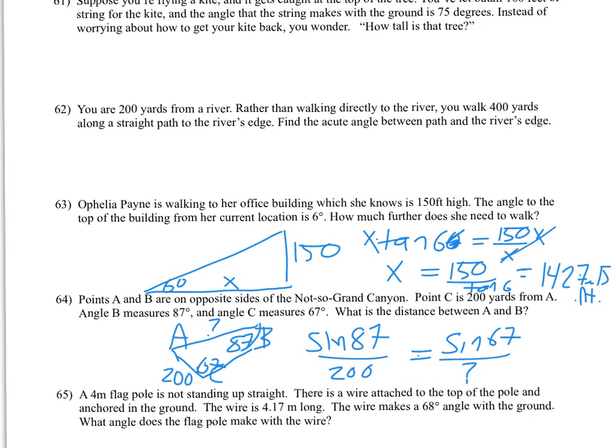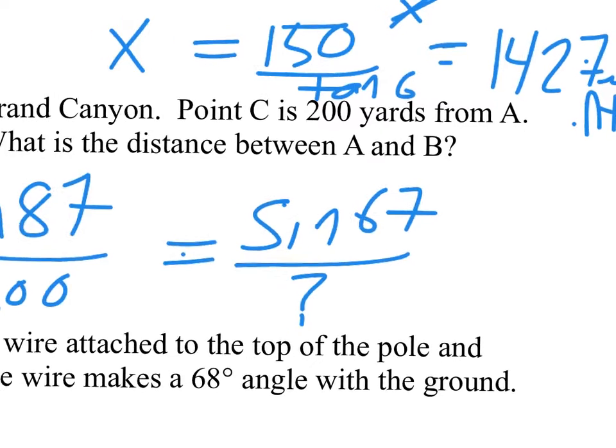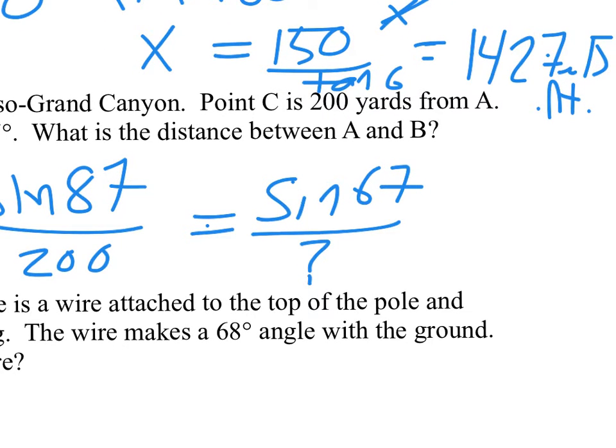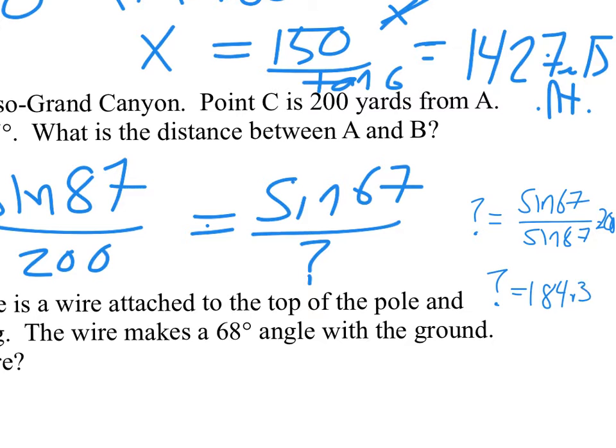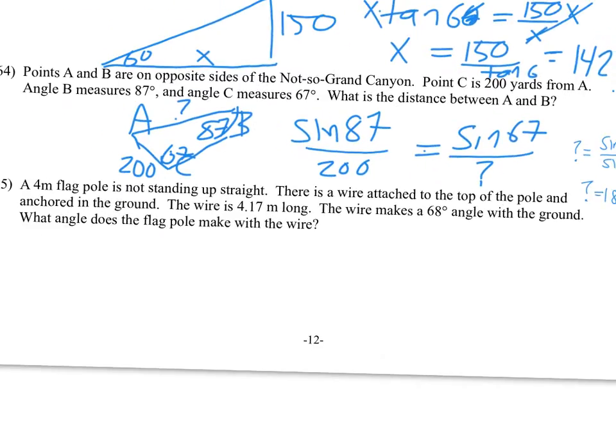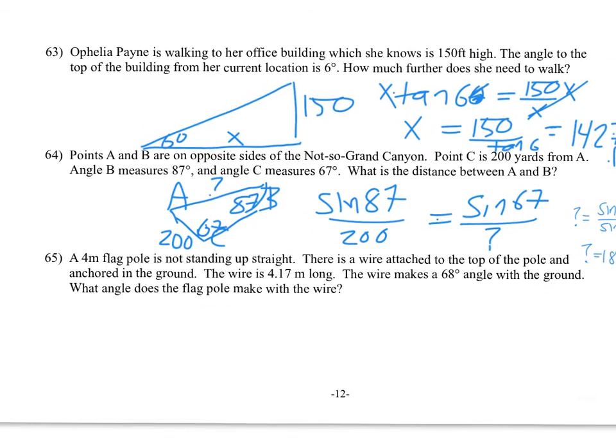When I do this out, multiply by question mark on both sides and divide by the other stuff, we get the question mark is equal to sine of 67 divided by sine of 87 times 200. When I do that math out, we get the question mark is equal to 184.35, in this case, yards. Okay. Let's jump over to the next page.